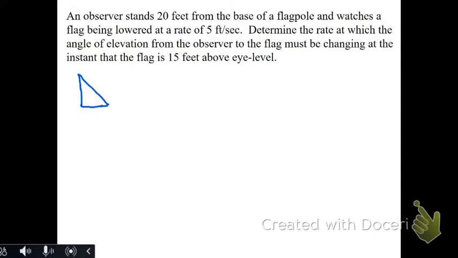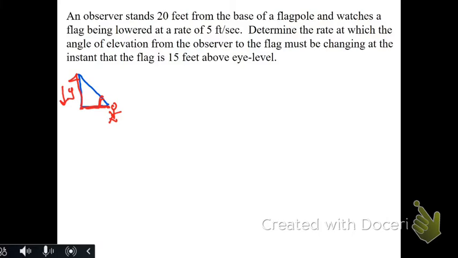Okay, so we have a flag and it's being lowered. So this distance is changing. We'll call that y. I always do up and down as y's. We have a person, and they're looking up at the flag. So they're looking up here from their eyeballs. Remember, whenever you have an angle of elevation, it's always from the imaginary line of sight up. Okay, so it's the fact that this starts from the eyeballs is important.